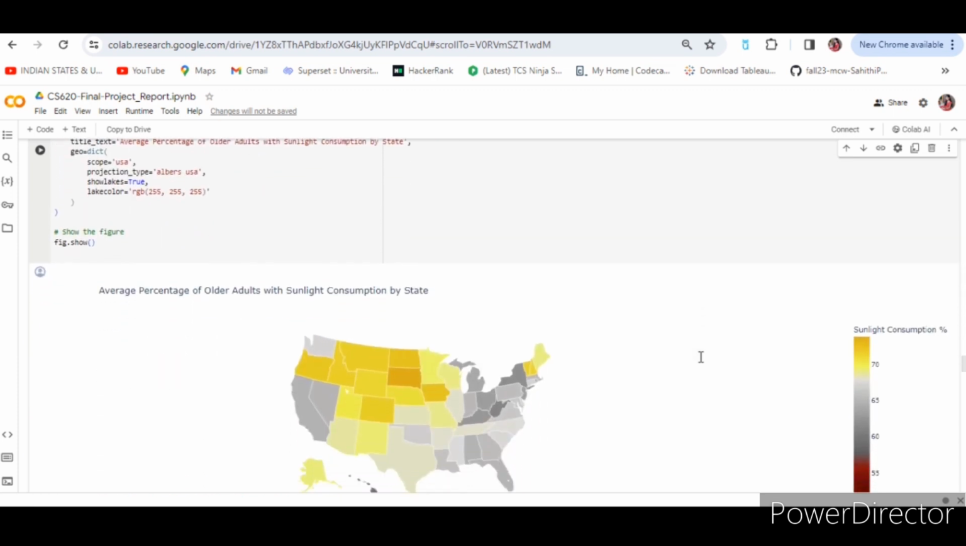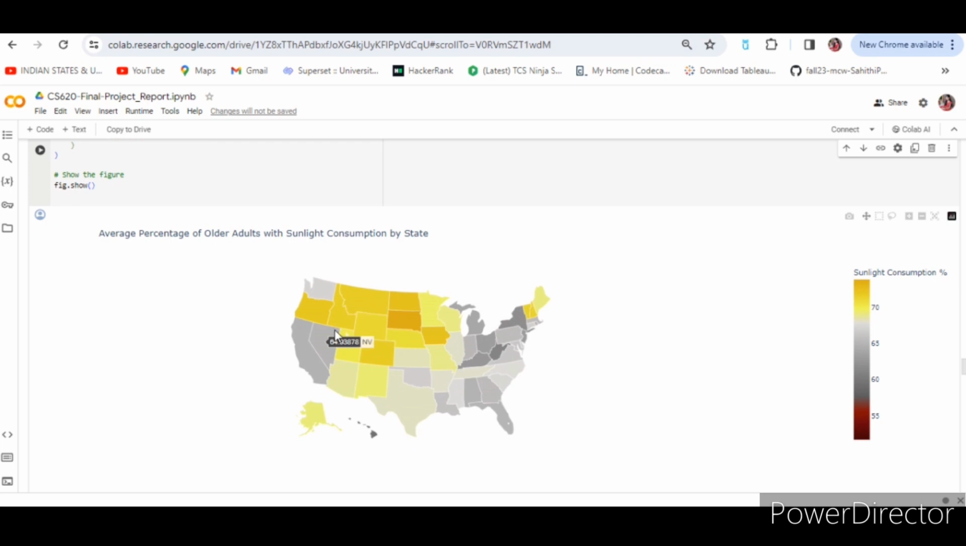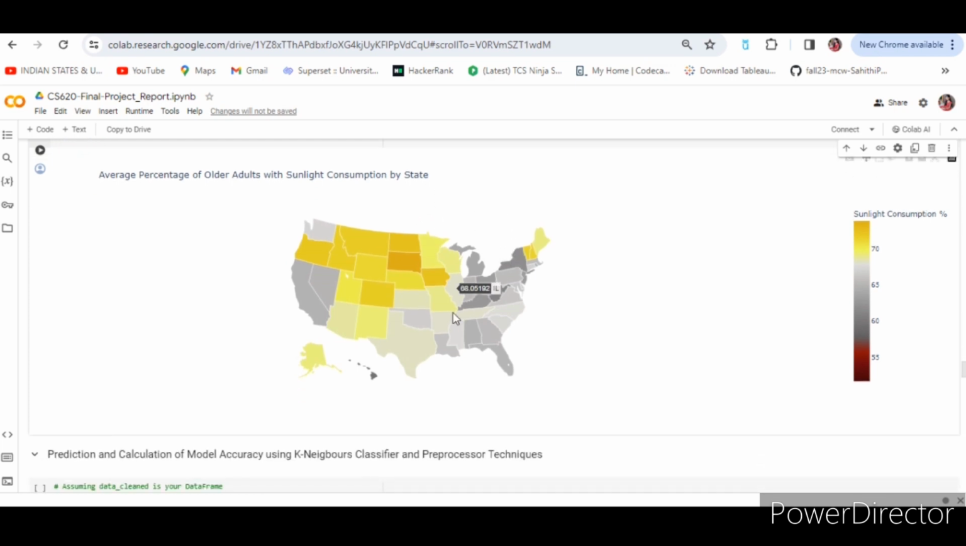As we can see in the graph, the northern and northwestern parts receive more sunlight according to the map. In this map, the yellow states receive more sunlight, and the people in these states are less affected by Alzheimer's disease. Compared to other states, these states receive less sunlight, and the people here are affected more by Alzheimer's disease. The main goal of this map is to show which states have higher or lower rates of people getting sufficient sunlight.